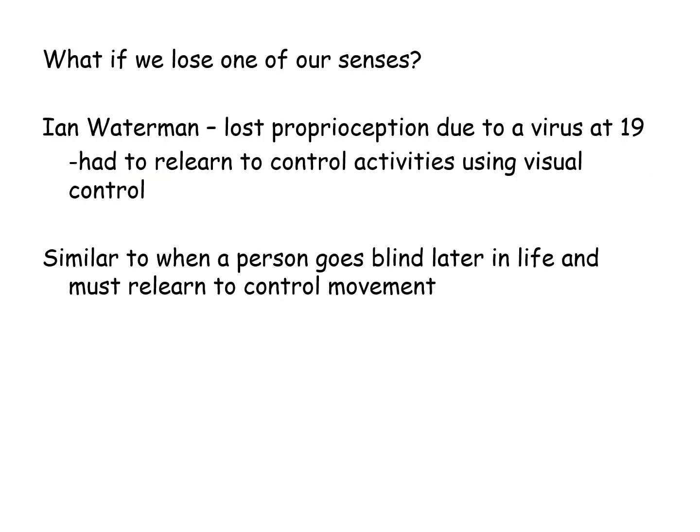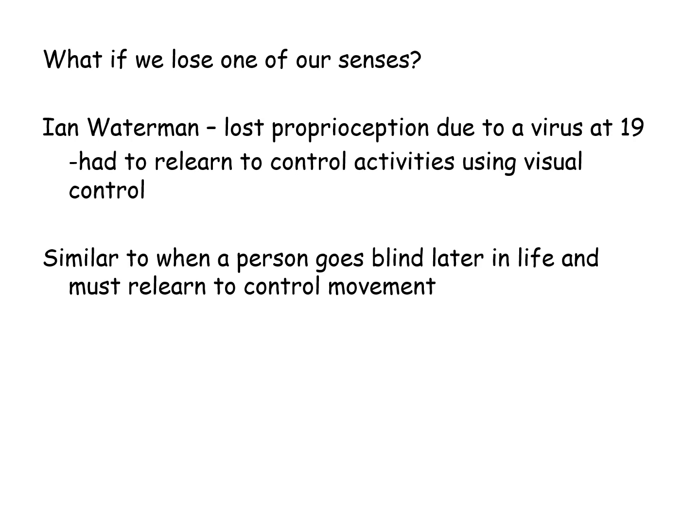What if we lose one of our senses? There's a case of Ian Waterman, who lost proprioception due to a virus at age 19. He had to relearn to control activities using only visual control. It is possible, but would it have been better if he lost his vision earlier? Maybe he would have been able to learn how to use just visual information better, because the brain begins to stop developing around age 21, 22.